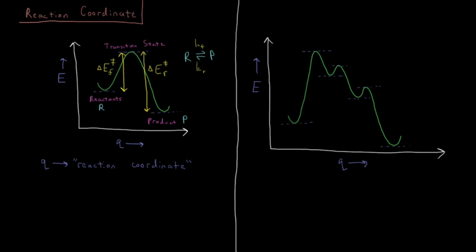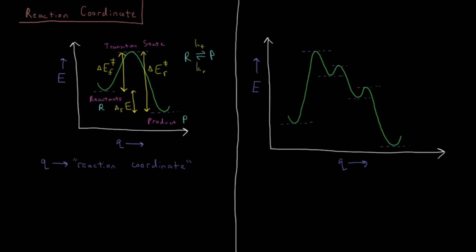Also of interest to us is this difference here, which is the delta E of reaction. So the products minus reactants: the products are lower in energy, so we had a lowering of energy during this reaction, so it is spontaneous. If this was the Gibbs energy, it would be spontaneous, and we would say that's an exergonic reaction.